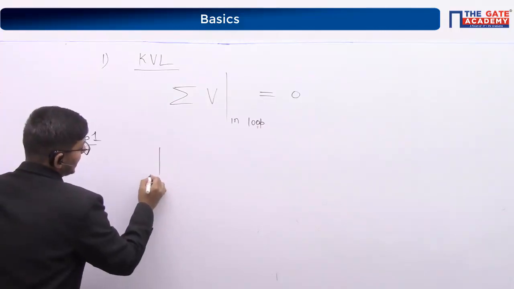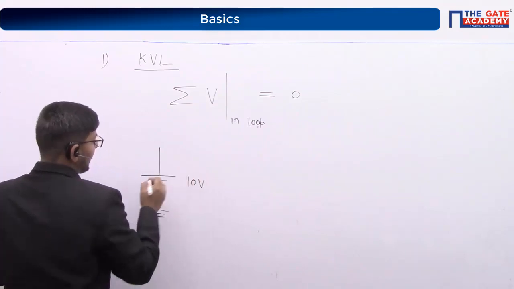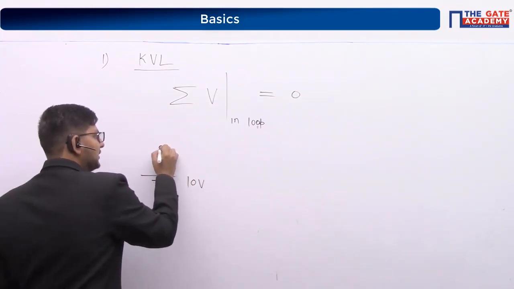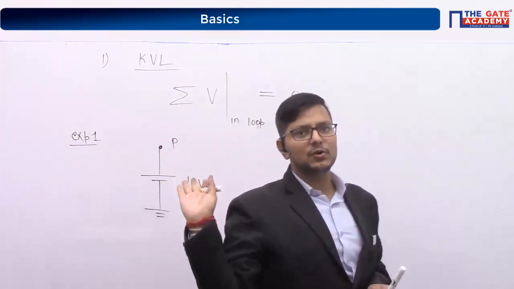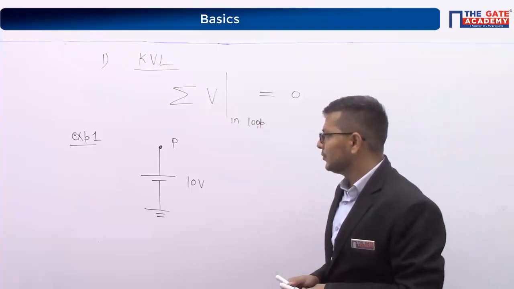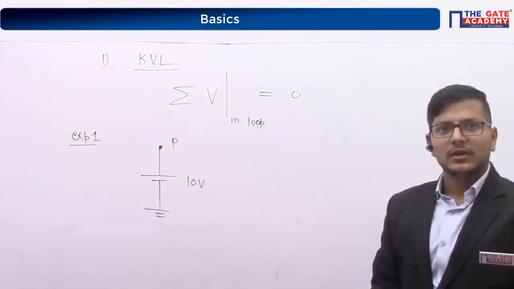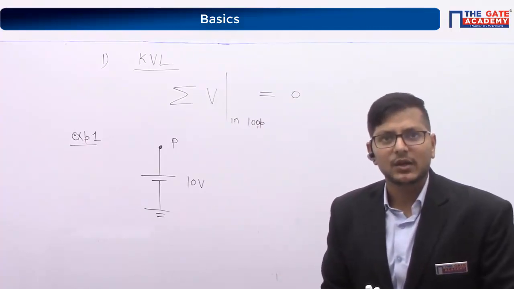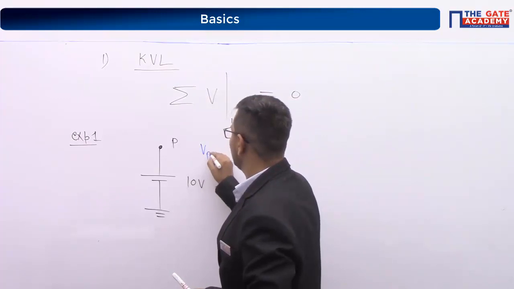I am taking one circuit like that. This is the ground, this is the 10 volt. If I am asking what is the voltage at point P, first of all just tell me, is this circuit open loop or closed loop? Exactly, this is a closed loop. Can you tell me the voltage at point P? Very good. The voltage at point P, Vp, must be equal to 10 volt.